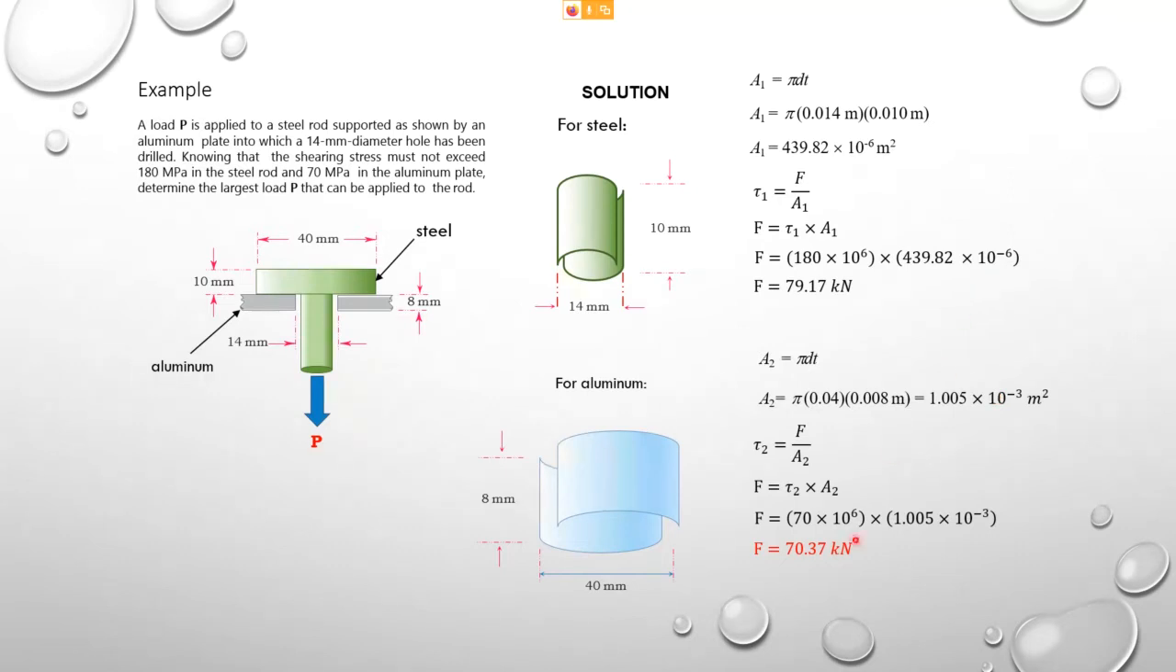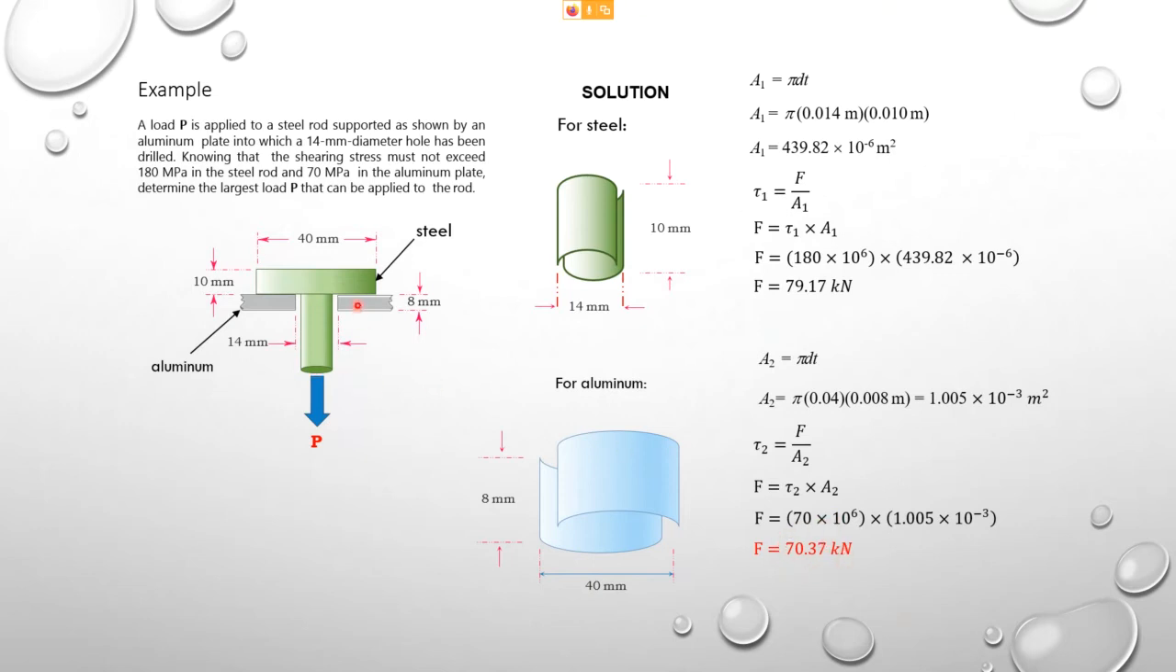So therefore, we have to choose this as the answer. Because if I apply this value to this section itself also, it won't fail, because 70.37 does not reach this 79.17. So this part is not going to fail, this part also not going to fail. But if I take this value, yes, both will fail already. So our answer should be this.